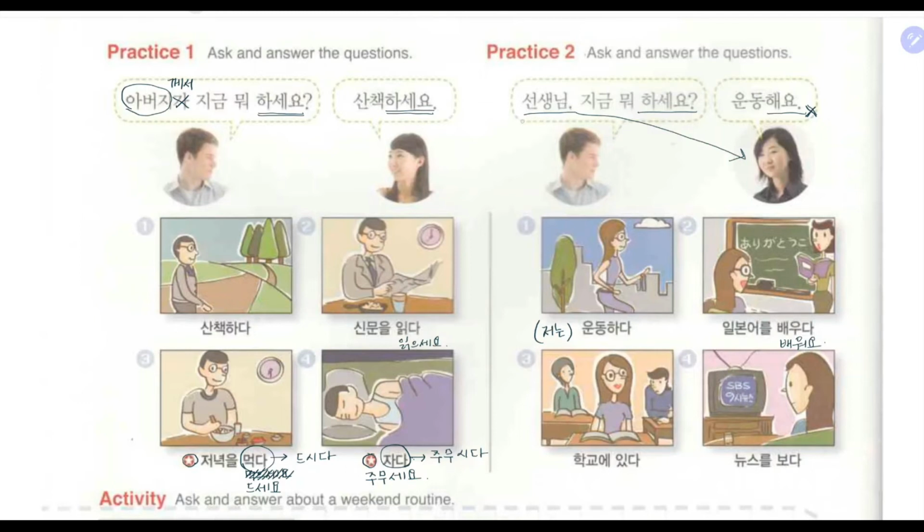3번, number 3. 선생님, 지금 뭐 하세요? 학교에 있어요. You don't use honorific form. What does it mean? I am at school now. 4번. 선생님, 지금 뭐 하세요? I'm watching news. 어떻게 말해요? 뉴스를 봐요. Done?